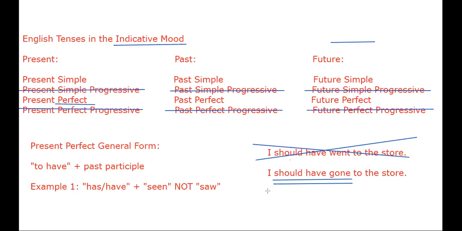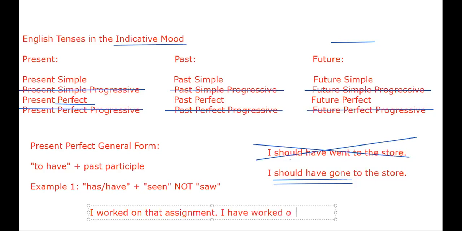And of course, not, that's the best thing I ever saw. That's the best thing I have ever seen. So it's seen and not saw. And there are times where the form is the same. For regular verbs, the form is actually the same. So I worked on that assignment is the same thing as, for the past form, I have worked on that assignment.